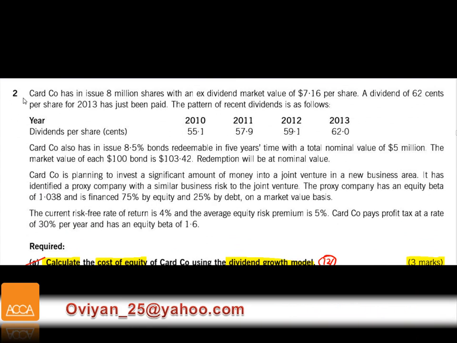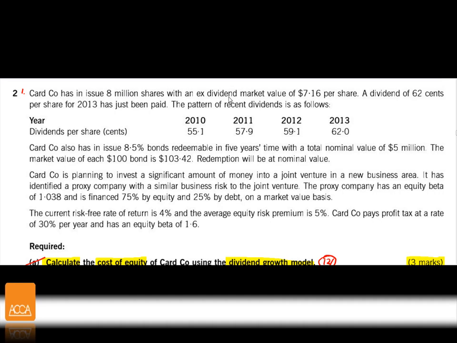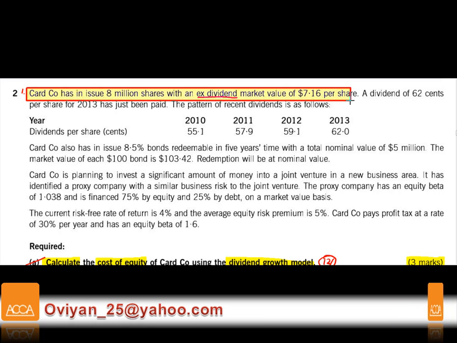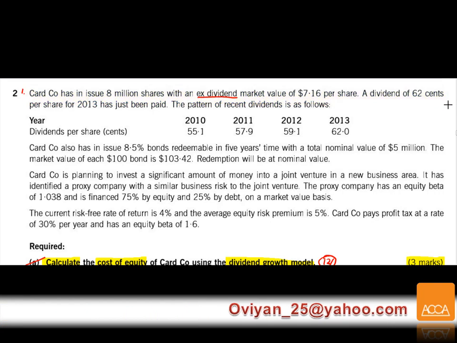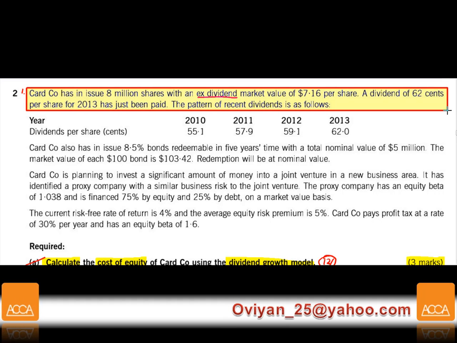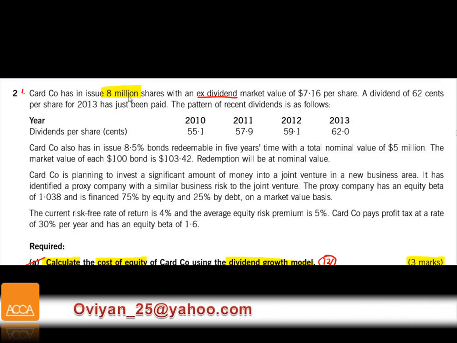Now, looking at the first paragraph: Card company has in issue 8 million shares with an ex dividend market value of 7.16 per share. A dividend of 62 cents per share for 2013 has just been paid. The pattern of recent dividends is as follows. So what are they trying to tell you? What are the important things here? 8 million, the number of shares.